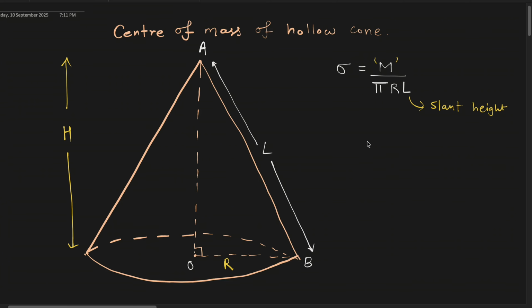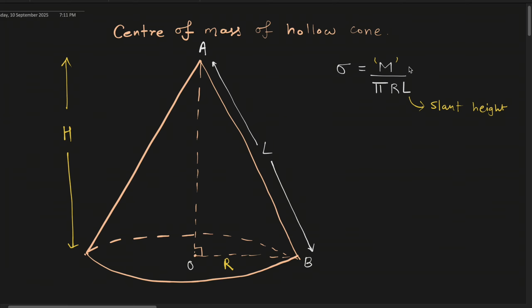In this video we are going to talk about the center of mass of a hollow cone. The cone that I am going to talk about is a hollow right circular cone. What is a right circular cone? Here you can see the apex is directly above the base of this cone. And this is a hollow cone, which means the mass is uniformly distributed over the surface.